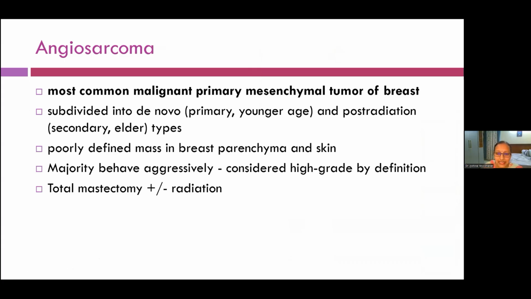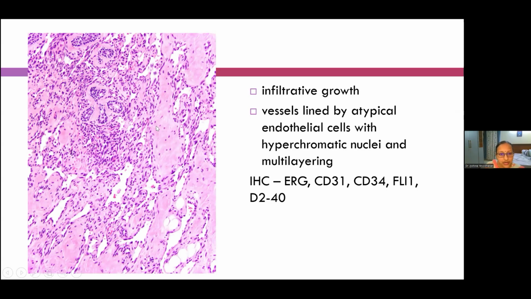Angiosarcoma is the most common malignant primary mesenchymal tumor of the breast. So this is a very important point. It's the most common malignant primary mesenchymal tumor. It could be divided into primary angiosarcomas, which arise de novo, or post-radiation secondary angiosarcomas. They present as poorly defined masses, and irrespective of their morphology, they behave aggressively, and so they're considered high grade. So treatment is by total mastectomy with or without radiation. Here you can find the infiltrative growth pattern. You can find these vascular channels lined by atypical looking endothelial cells. And these are the common endothelial markers: ERG, CD31, CD34, D240.